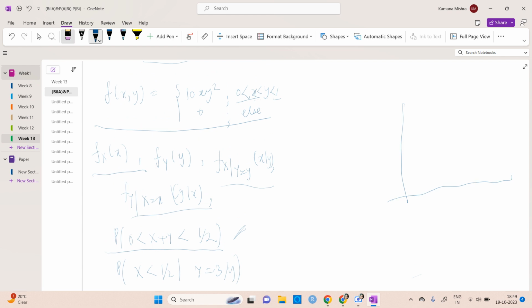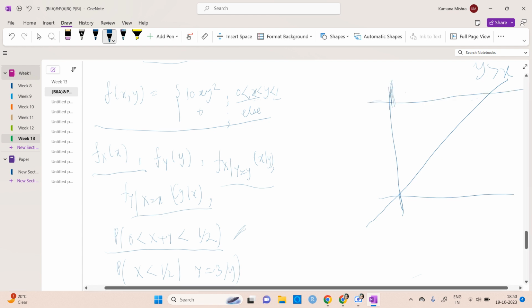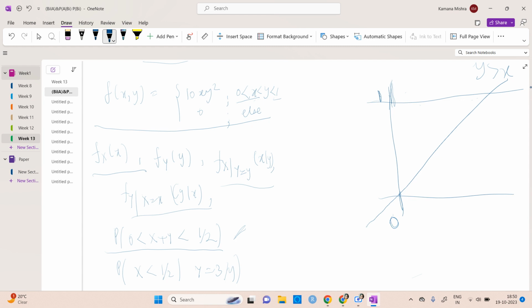Firstly, we will see in which region it is defined. You have y greater than x. Whenever you have things like this, just make it equal. So y is equal to x, we first make this line, y is equal to x, right? And then y is greater than x. At this point y is less than x. You can take values if you have any confusion, but otherwise, this is the region where y is greater than x, and y is less than 1, so up to this it would come. Let's say this is 1, and this is 0. So this is the region where the PDF is defined.